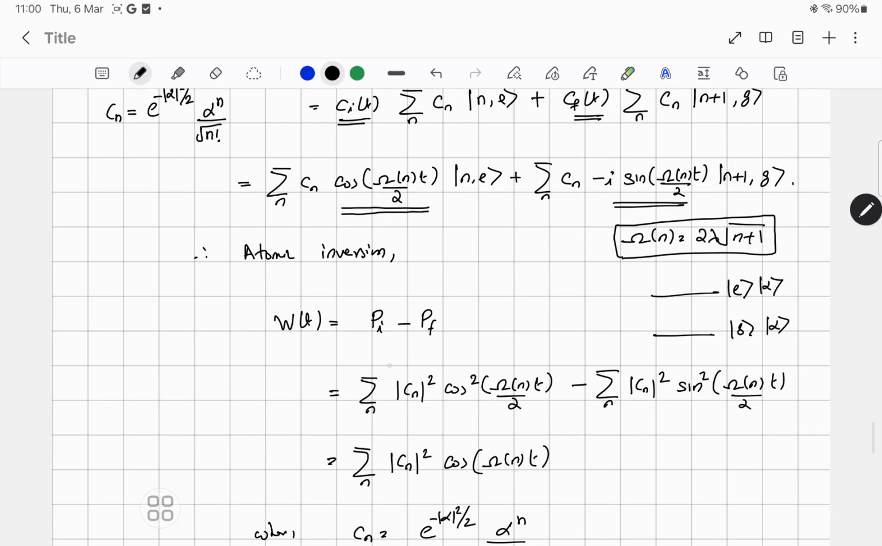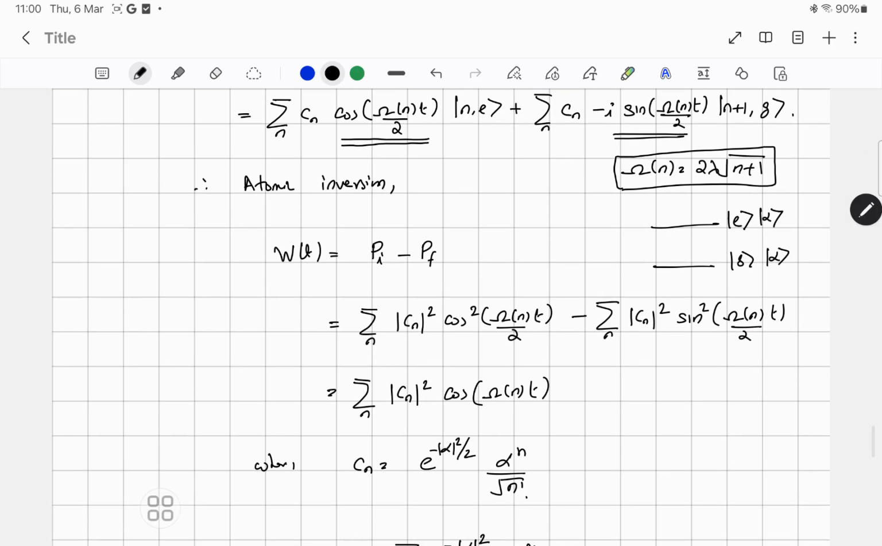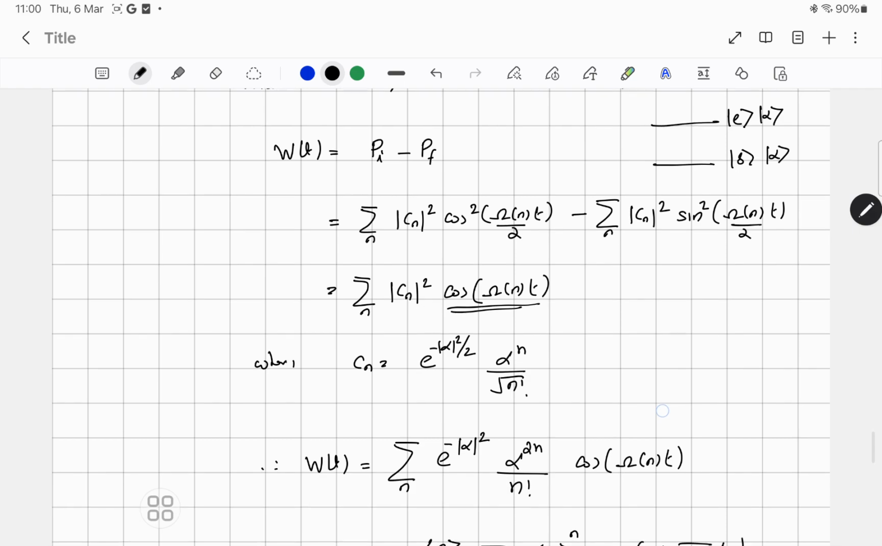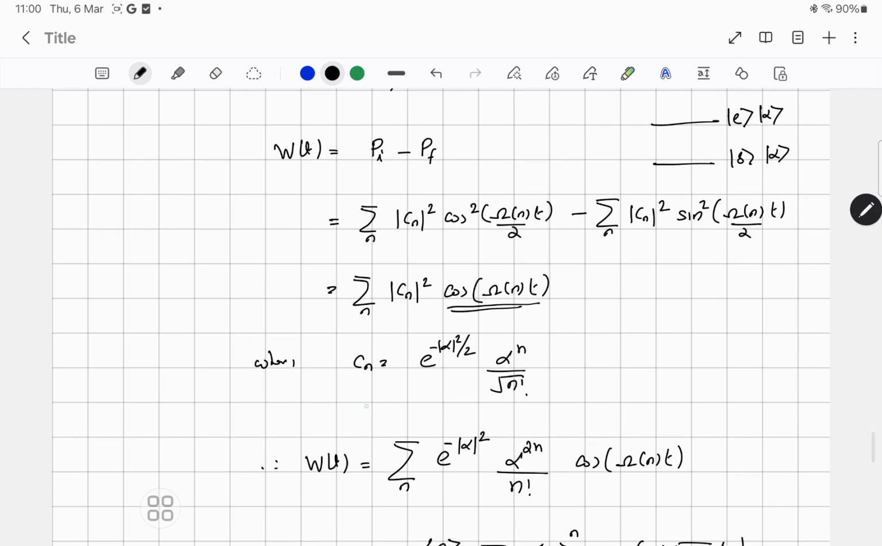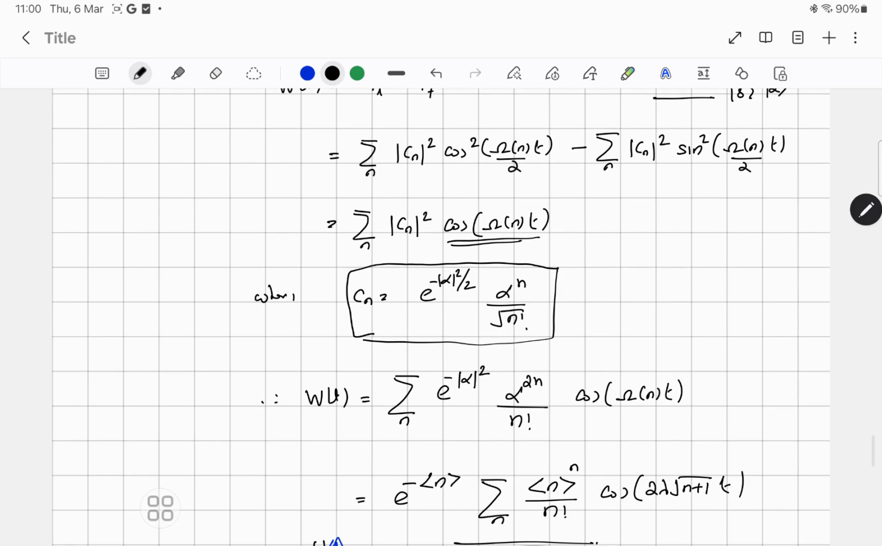Okay, so W of t is Pi minus Pf. Pi is sum over n mod Cn square cos square of omega n, and Pf is sum over n mod Cn square sine square of omega n. So sum over mod Cn square is common, so this becomes sum over n mod Cn square cos of omega n t, and Cn we already discussed, which is e raised to minus mod alpha square by 2, alpha raised to n by root n factorial.